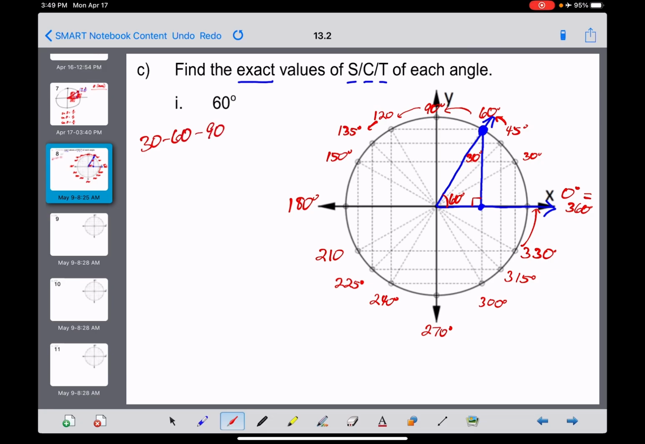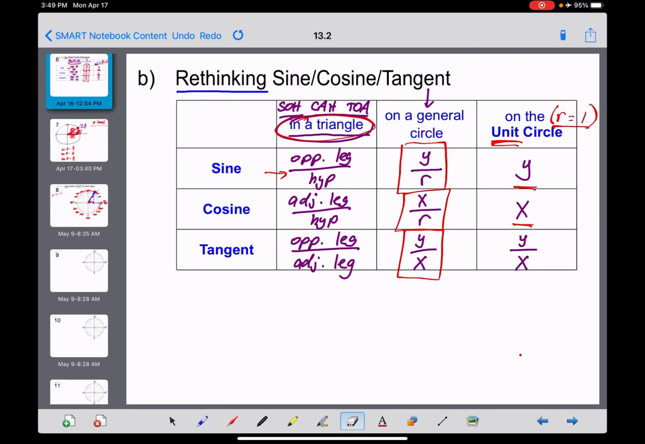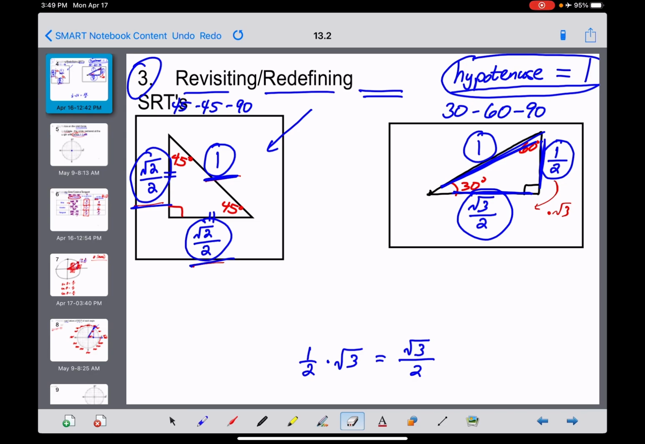So that's kind of cool, but now the fun part. How are we actually going to find the sine and cosine and tangent? Well, what we're going to do, guys, is label the coordinates of this point right over here. And to do that, we're going to go back to what we wrote down a while ago, which was this information right here.